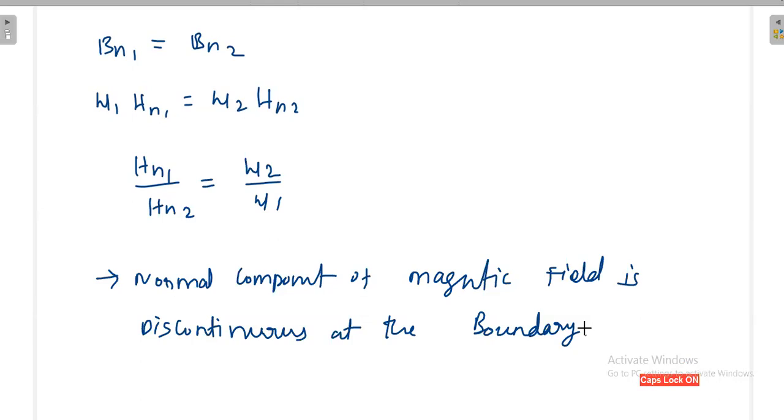Okay, next I'm going to discuss the tangential component of the magnetic field. So far we have discussed the normal component of the magnetic flux and normal component of magnetic field. Next I'm going to discuss the tangential component of magnetic field and the tangential component of the magnetic flux density.